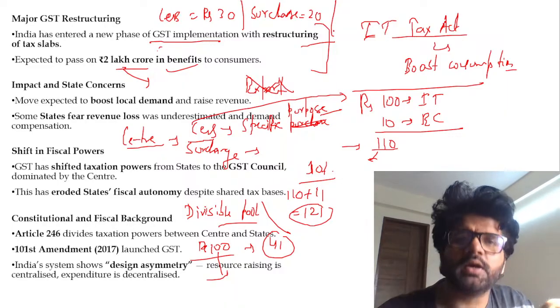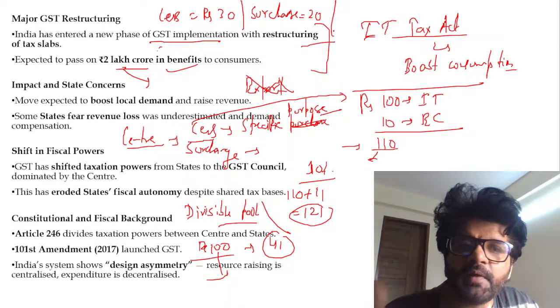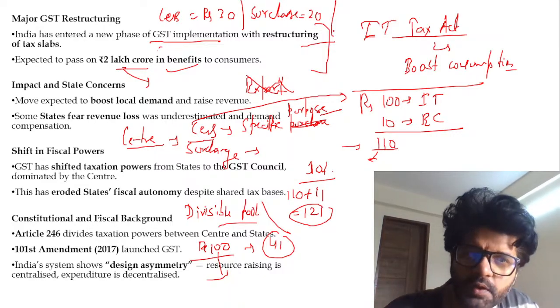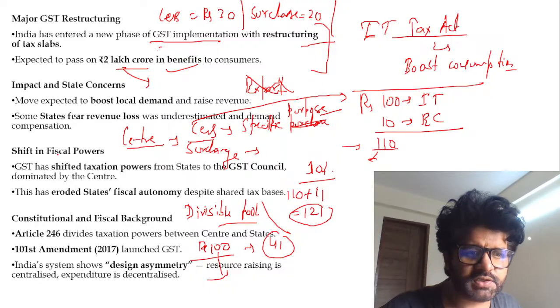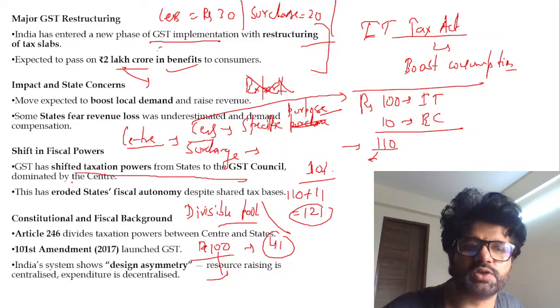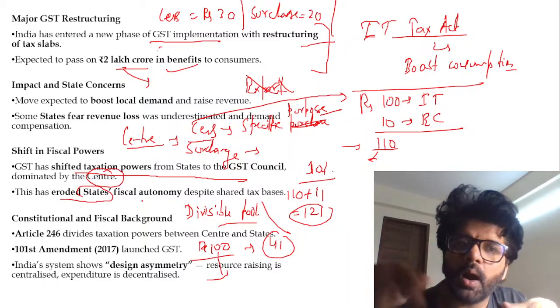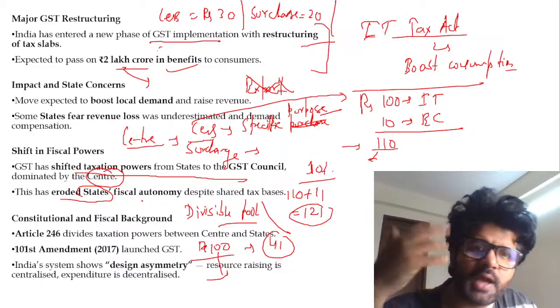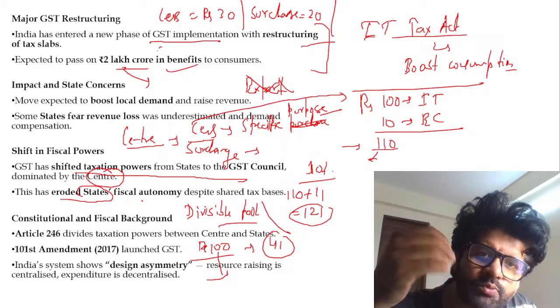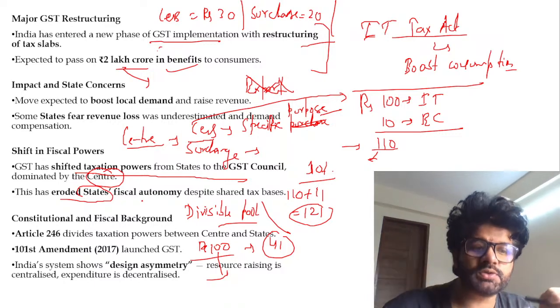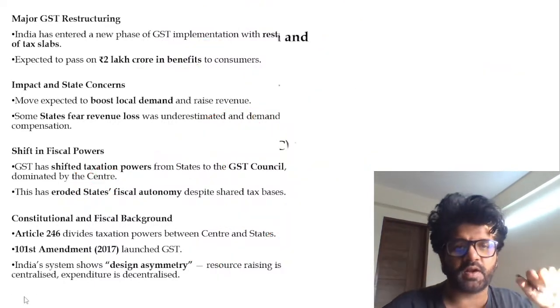Again, this is a recurring topic. Topics which are recurring in nature are important. You know how many questions UPSC has already asked on GST. So again, let's focus. GST has shifted taxation power from states to the GST Council, dominated by the center, and eroded states' fiscal autonomy. In earlier Hindu analysis, we have discussed time and again how taxation power is mostly with the center and expenditure is mostly with states. That has led to state dependence on the center for revenue.